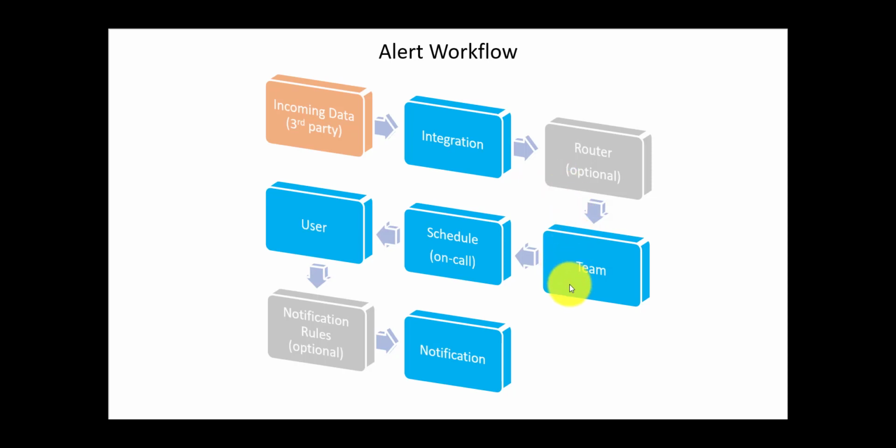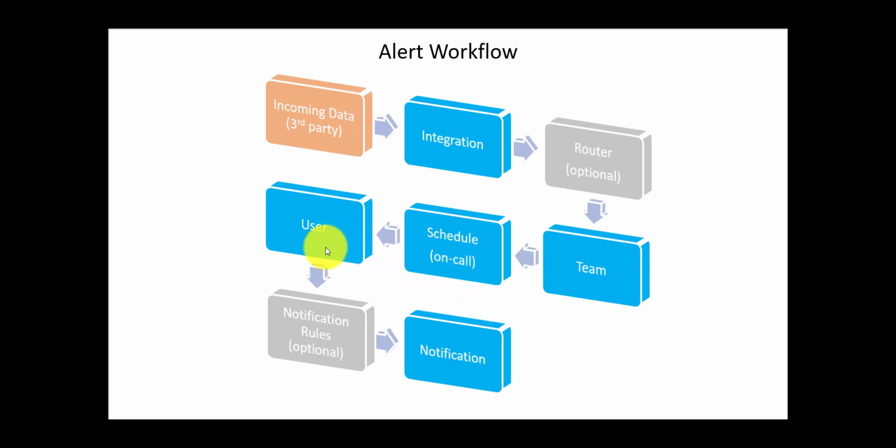When the alert is routed to the team, PagerTree will look for the team's on-call schedule. The on-call schedule will determine who is on call, for which layers, and the escalation rules. Make sure to check out our other video on how on-call schedules work. Once PagerTree determines who is on call, the user will be notified of the alert.